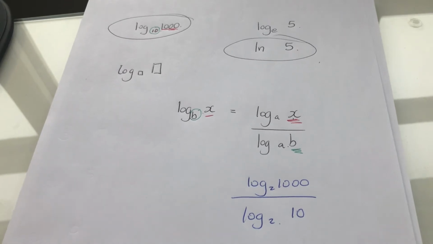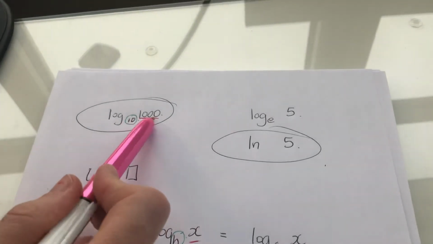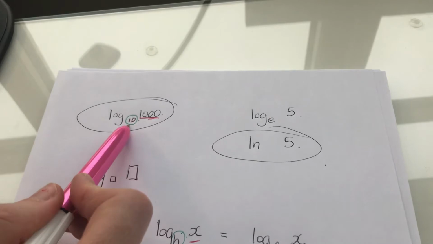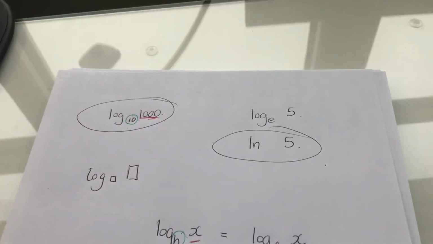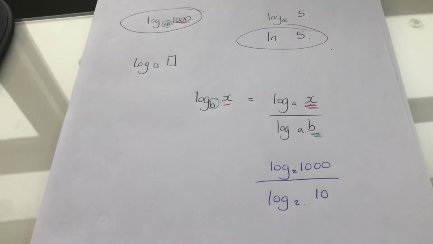Maybe you think that looks more complicated. Yeah, in this situation it does. I'm pretty sure I know the answer to that is 3. 10 to the power of what gives me 1000? It's 3. Now I get the same answer if I worked this out. So if you want to, you could type it into your calculator and make sure it is the same thing.